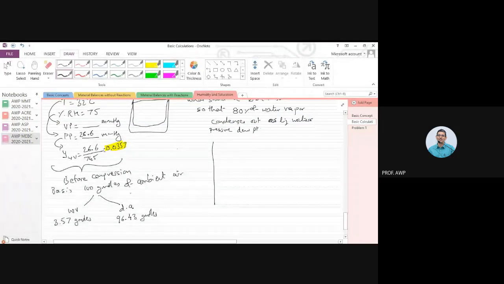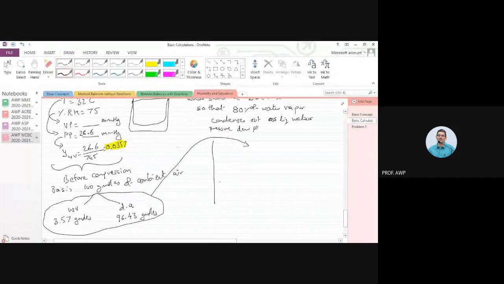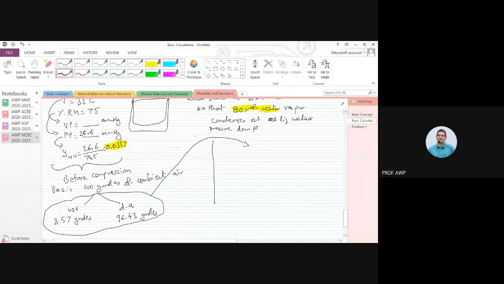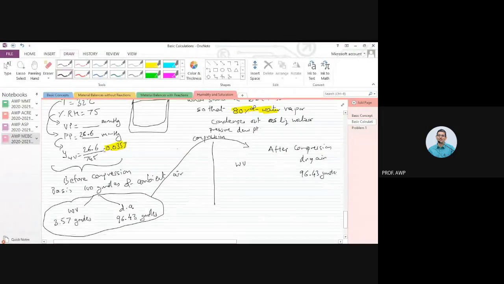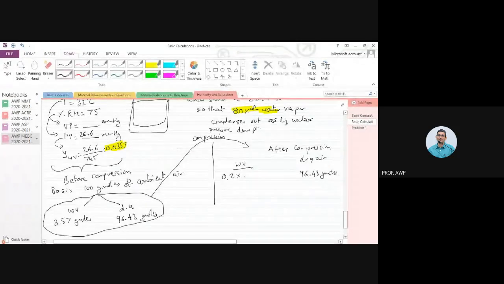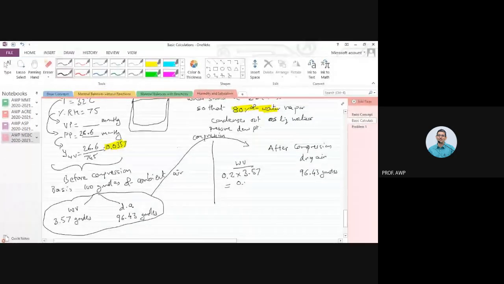And now you are saying that this air is compressed so as to remove 80% of water vapor. So now after compression, we write our water vapor and dry air. Dry air will remain the same, 96.43 gram moles. Water vapor was 3.57, 80% of that will be condensed, 20% will remain. That means water vapor would be 0.2 multiplied by 3.57, which is 0.714 gram moles. Now Aniruddha, do you see your mistake?